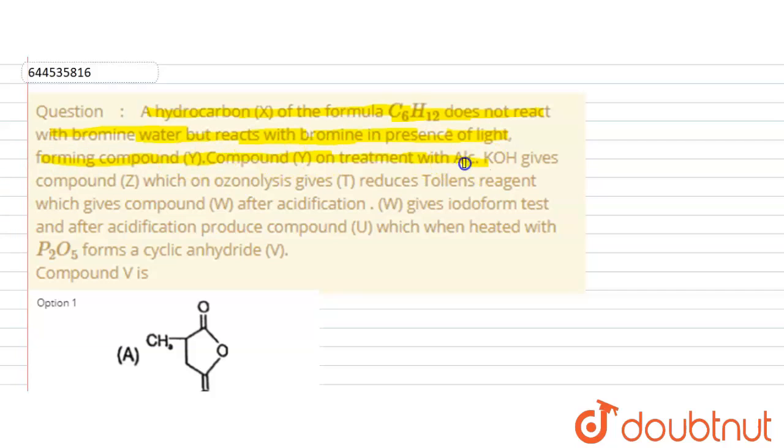Compound Y on treatment with alcoholic KOH gives compound Z, which on ozonolysis gives T. Now T reduces Tollens reagent, which gives compound W after acidification, and W gives iodoform test. And after acidification produces compound U, which when heated with P2O5 forms a cyclic anhydride V.